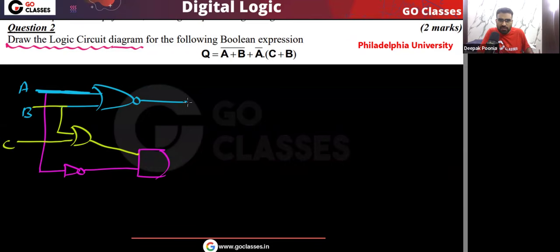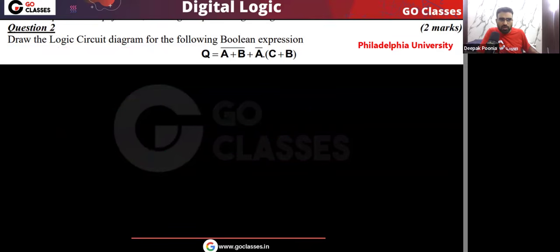Now finally, we need an OR gate here. And that will be our answer Q. Very simple. I hope you understood. Okay, this is easy to understand.